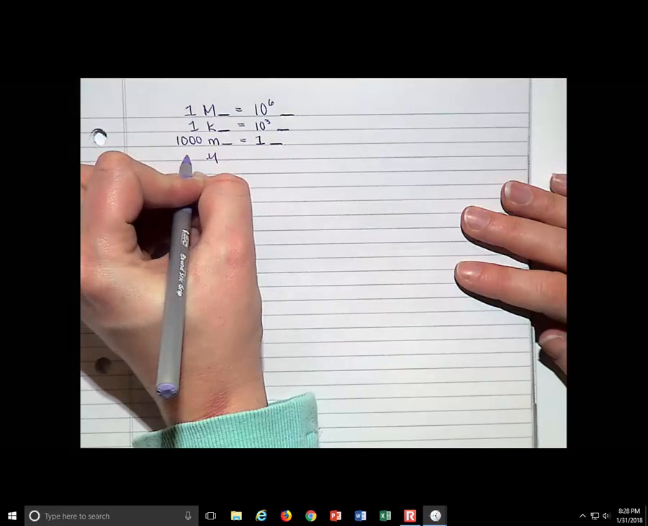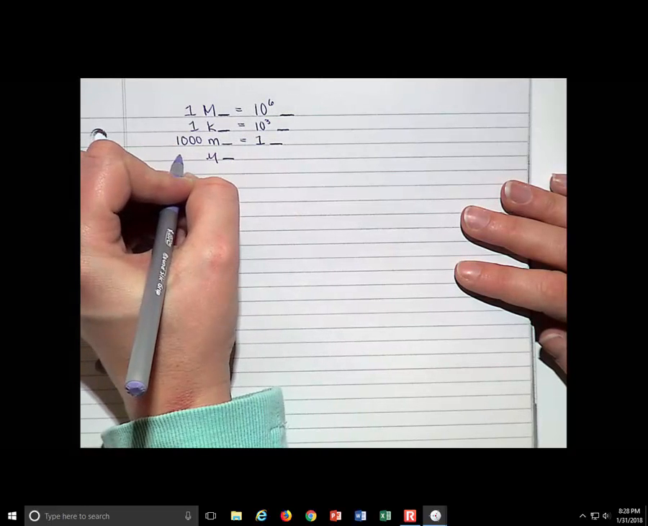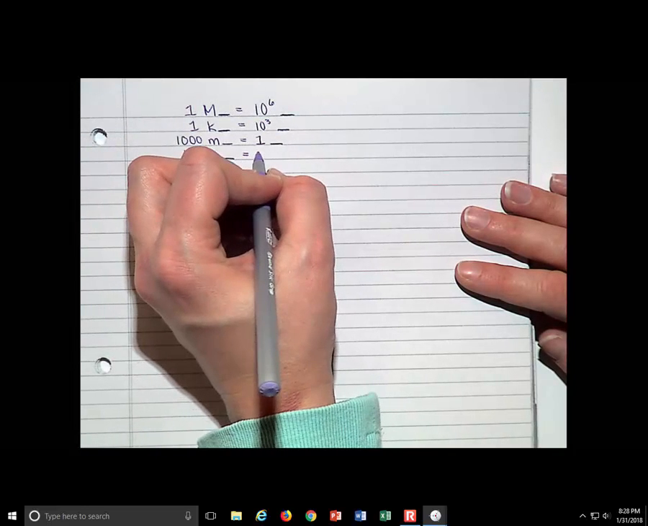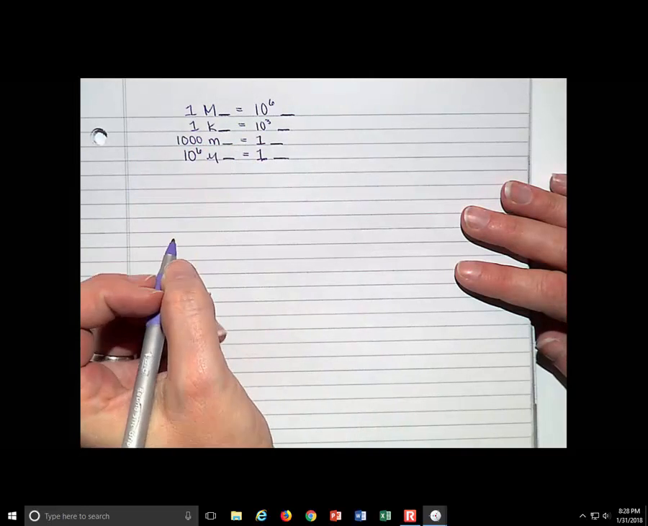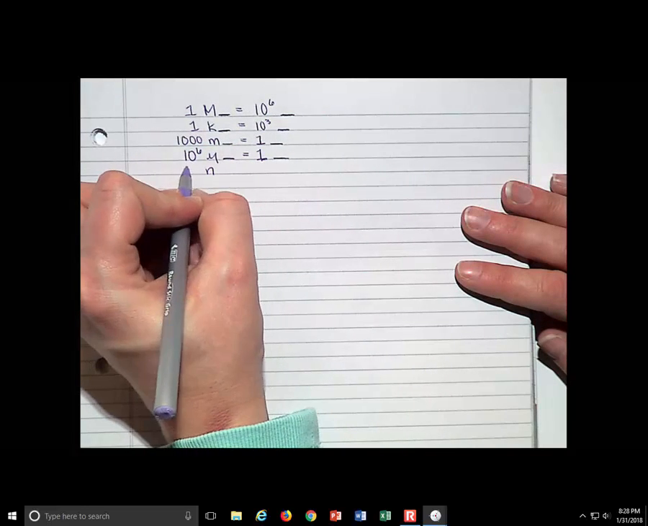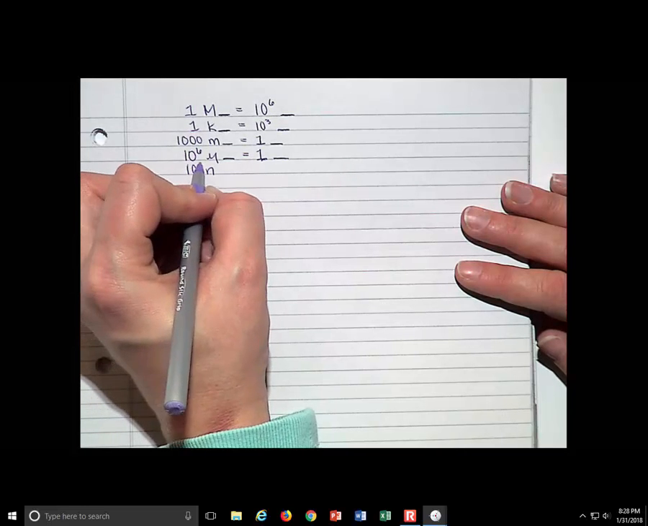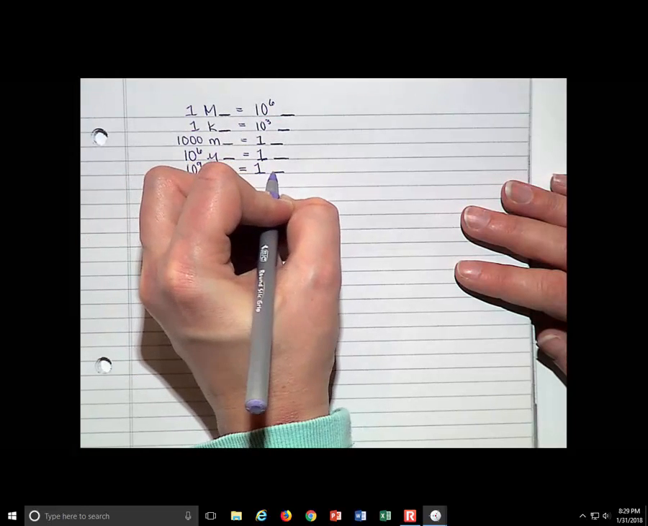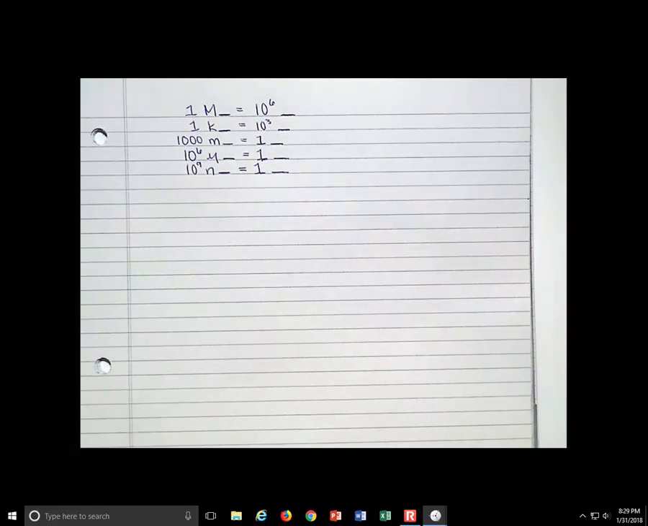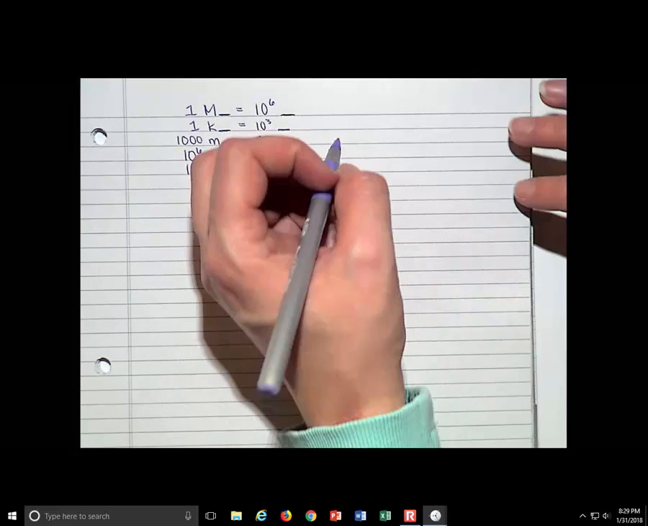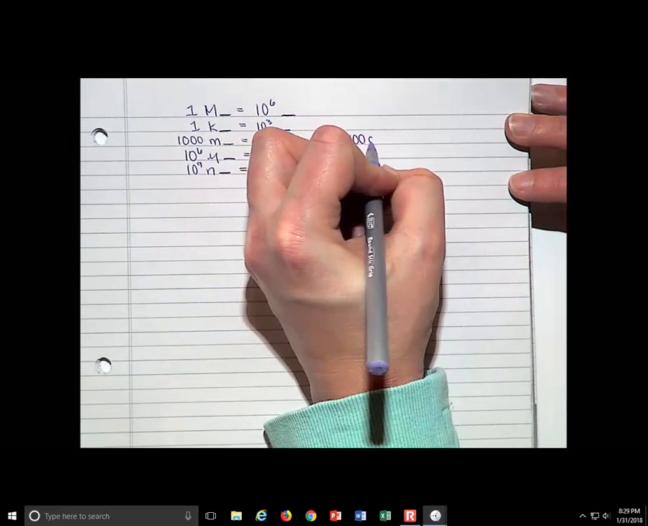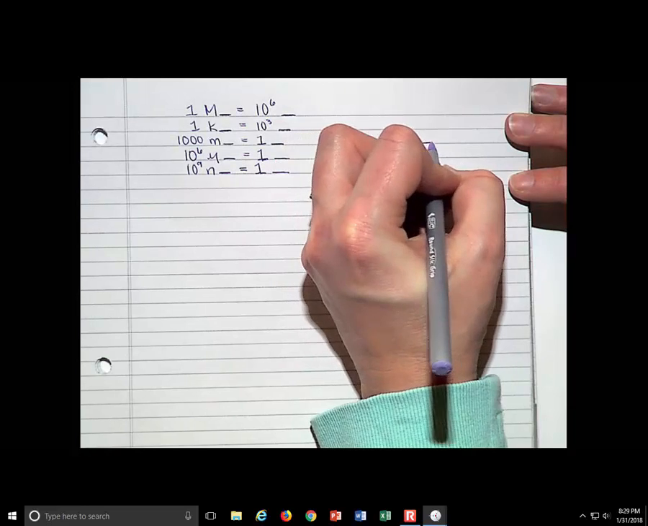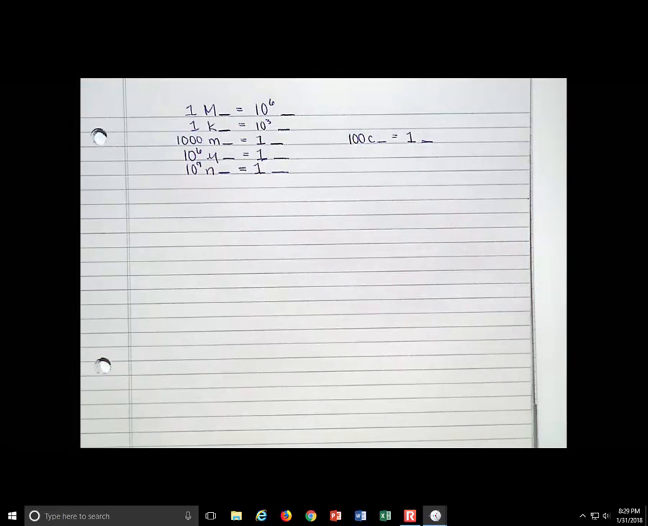And then we have micro. And there are 10 to the 6th micrometers or microliters in 1 liter or meter. And then nano. 10 to the 9th nano whatever is equal to 1 whatever. There must be one more. Did I say centi? Okay. And then 100 centi whatever is equal to 1 whatever. So 100 centimeters equals 1 meter.